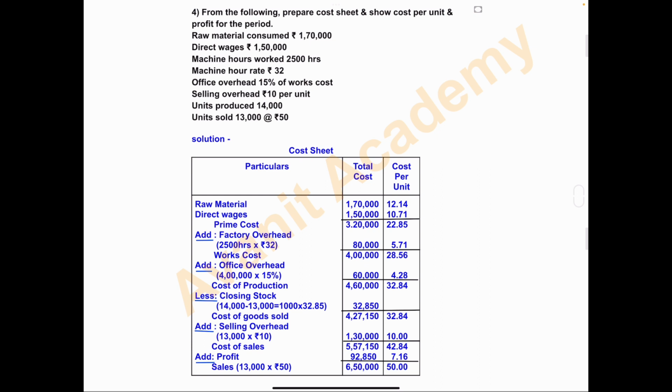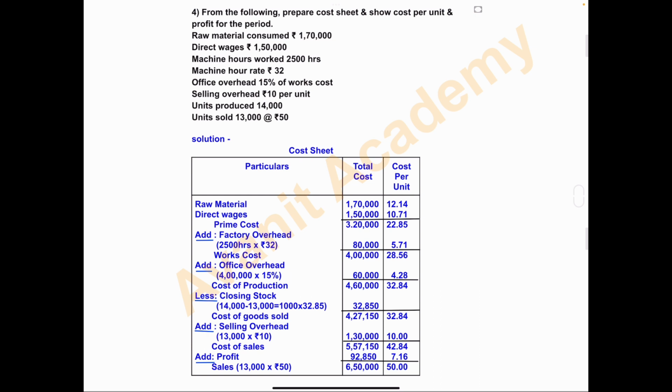1,70,000. Direct wages is rupees 1,50,000. Machine hours worked is 2,500 hours. Machine hour rate is rupees 32. So this machine hours worked and the machine hour rate we will take to calculate the amount of factory overhead. Okay, this machine hours worked is related to factory overhead. Office overhead is 15% of works cost. So office overhead we have to calculate as 15% of works cost.